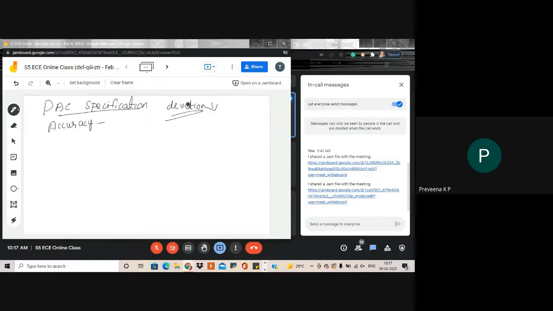So it indicates the maximum deviation of the output from the ideal value. So this deviation should be smaller, then only the IC will be accurate.